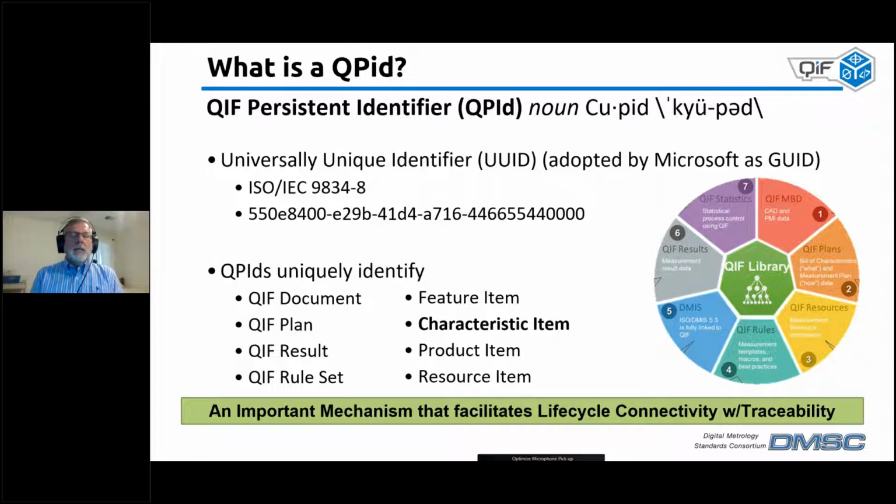The QIF document will have one. The features could optionally have those. A measurement resource could have them. And I bolded characteristic items. I think that is one of the critical persistent ID opportunities for us, because we believe that's the most important mechanism to help connect all life cycle activity with that particular item.